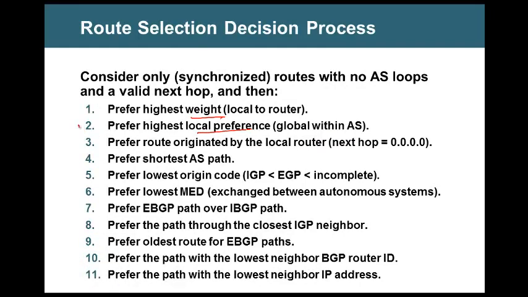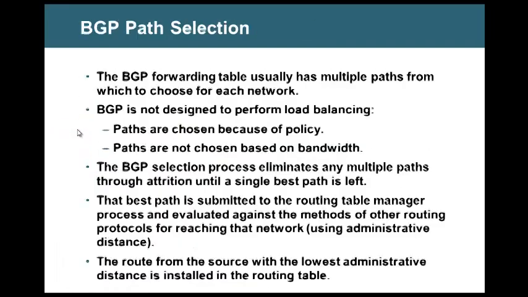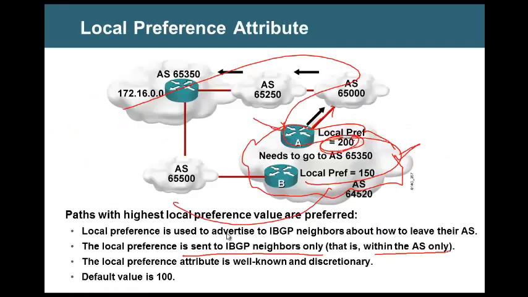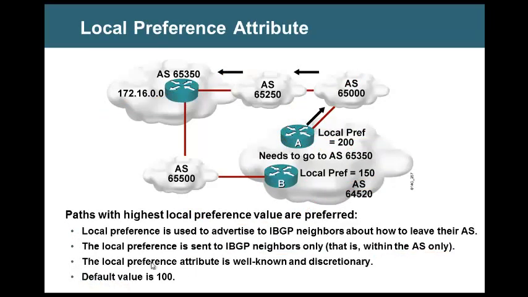Only when there is a tie in this can it come and check the shortest AS path. We got local preference on top. So when you tune local preference, it will not pick the shortest AS path. If you don't tune local preference, then it will pick the shortest AS path. It will go like this. When I tune my local preference, it goes the other way.